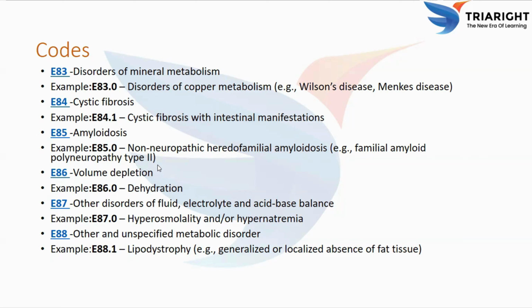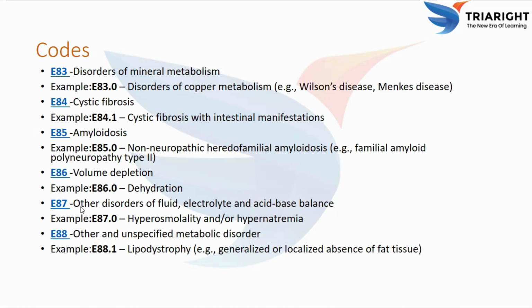And E86, volume depletion. Volume depletion is nothing but the body has lost too much water or fluid. So whenever the body loses too much water or fluid, it results in a condition called dehydration. Dehydration is assigned code E86.0. Dehydration results in dry skin, low blood pressure, dizziness and kidney problems.